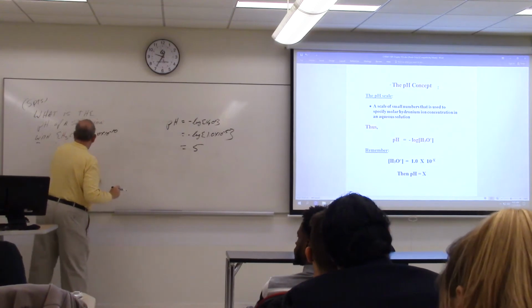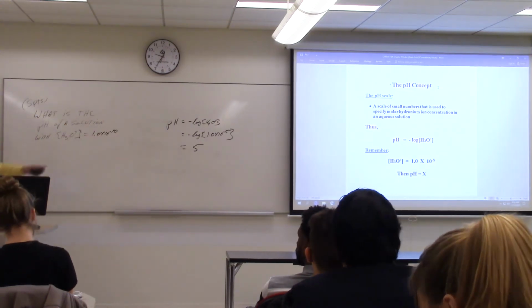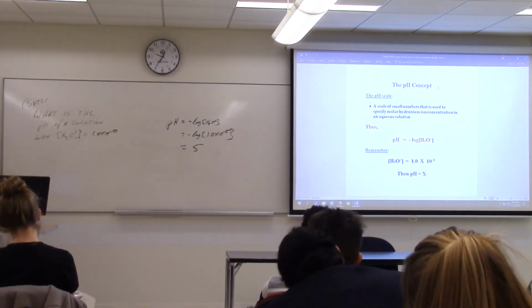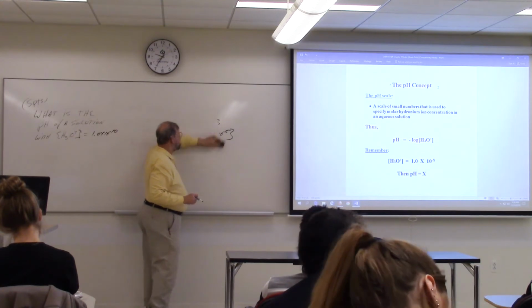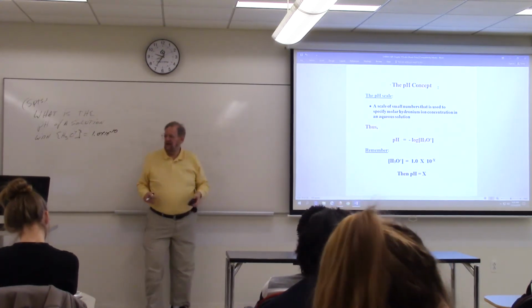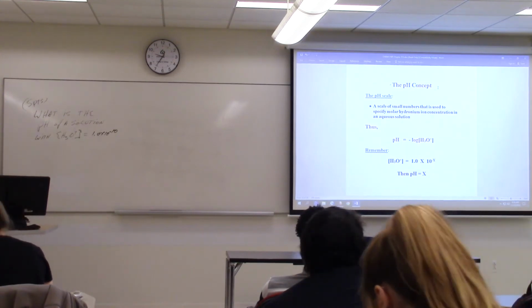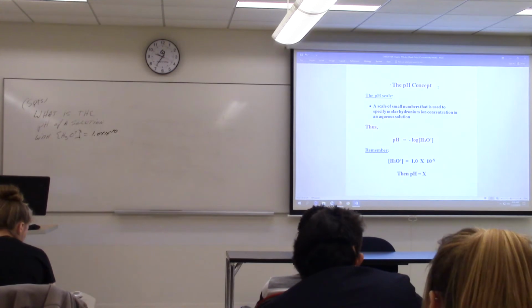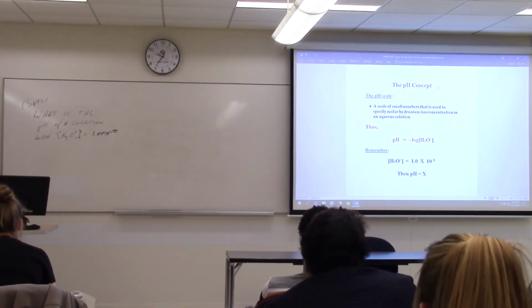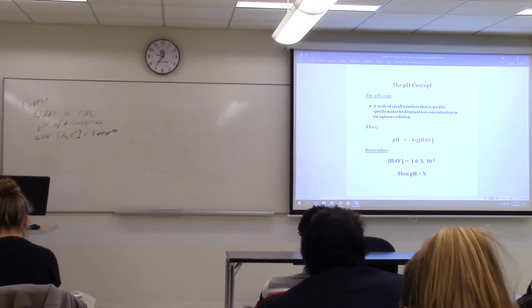And why don't you try this one? Everybody got that written down already? Why don't you try this one on your own? What is the pH of a solution if the hydronium ion concentration is 1.0 times 10 to the minus 10?